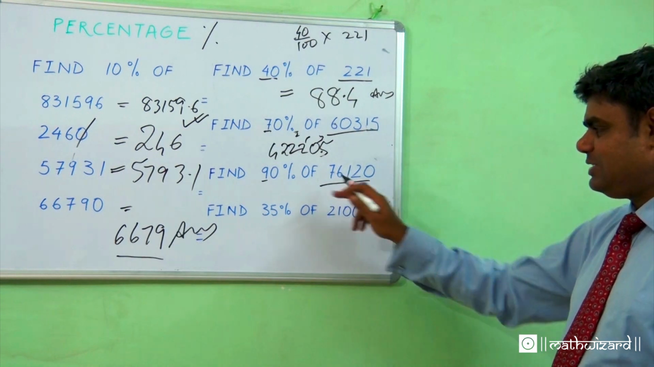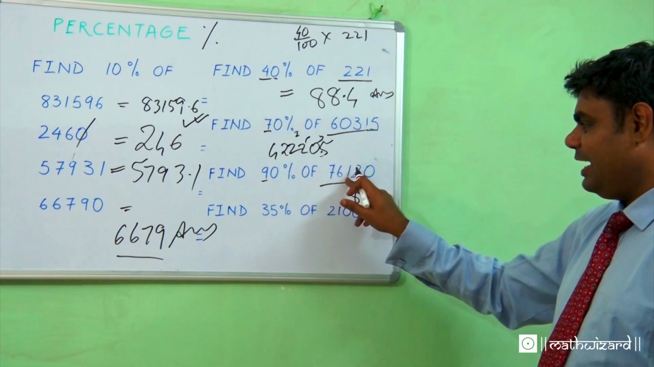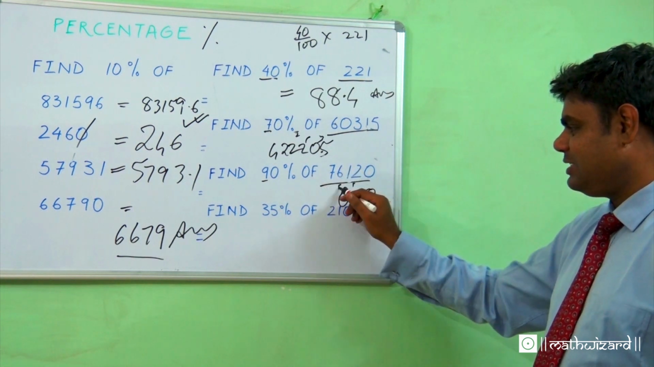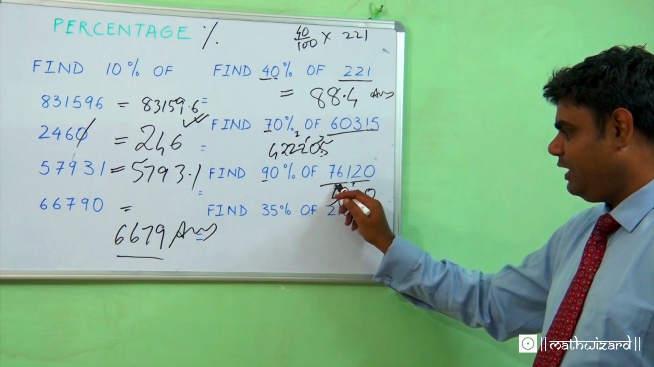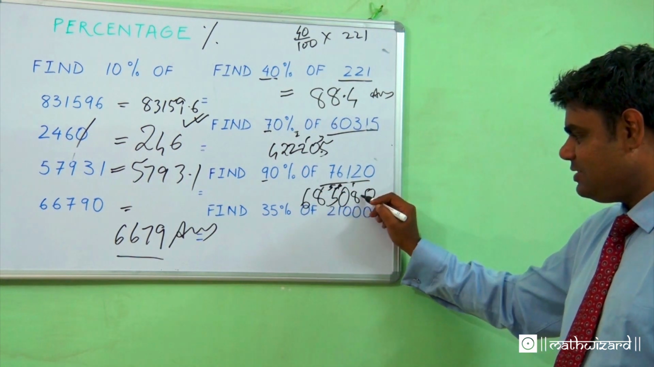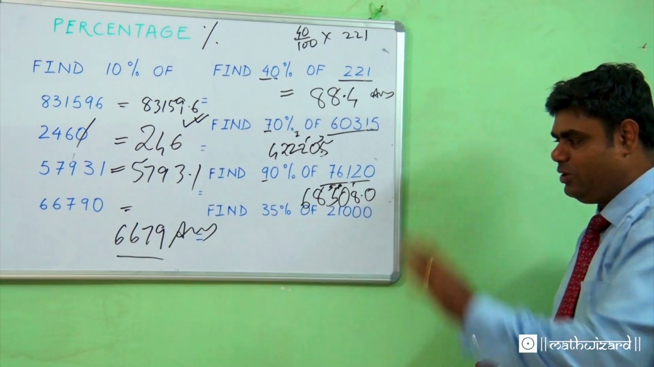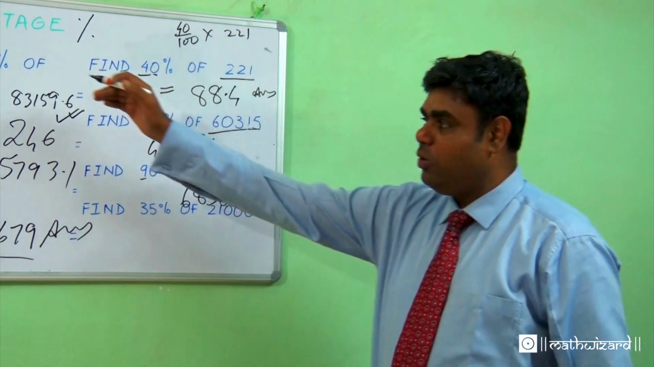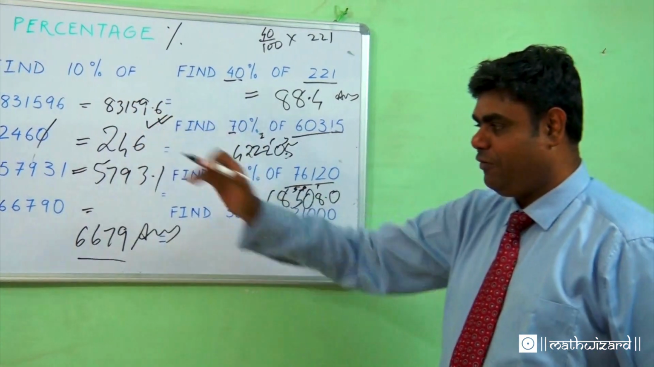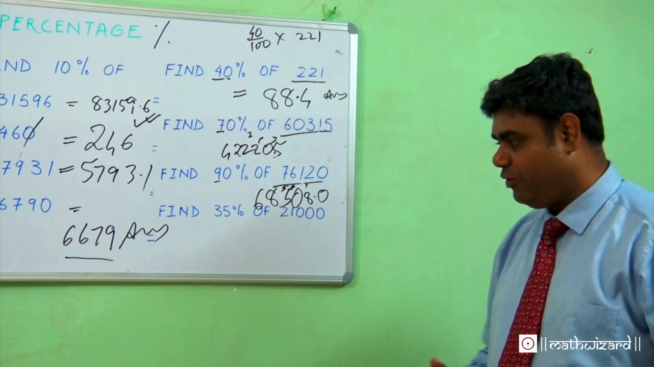If I were to solve this, any number into 0 is 0. 18, 9 and 1, 10. 9 6s are 54 and 1, 55. 9 7s are 63, 68 and a 0. My final answer is 68508.0. So now I have understood 10% of any number. I have understood 40, 60, 80% of a number.